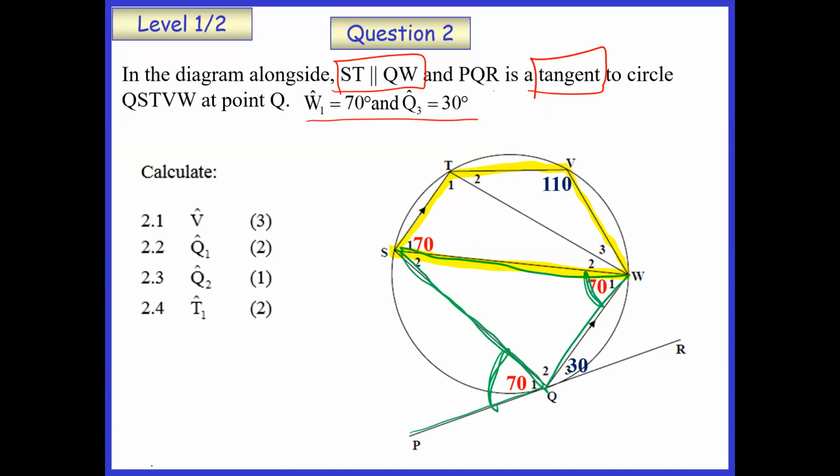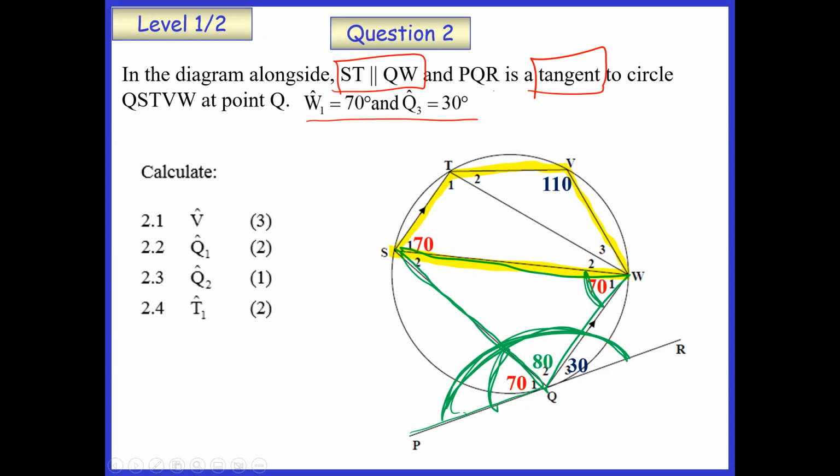Right, Q2. Any takers for Q2? Some angles on a straight line, sir. Well done. 80. Angles on a straight line give you 180. So all we're going to do is take 180. There's our straight angle there. 180 minus 70 minus 30. That should give us 80 degrees.